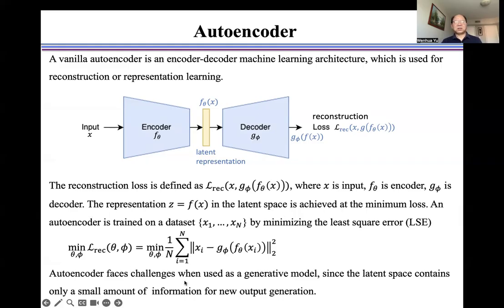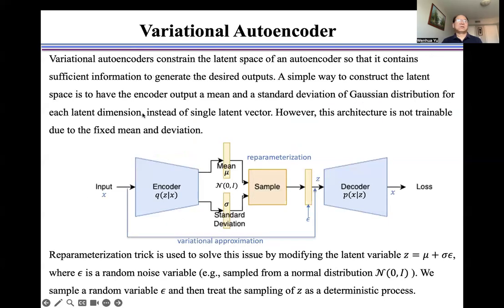An autoencoder faces challenges when used as a generative model, since the latent space contains only a small amount of information for new output generation. Variational autoencoders constrain the latent space of an autoencoder so that it contains sufficient information to generate the desired outputs.